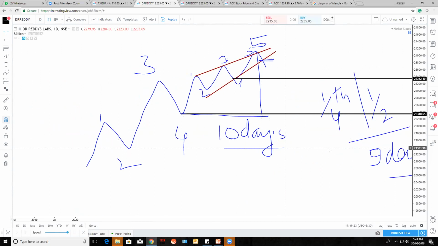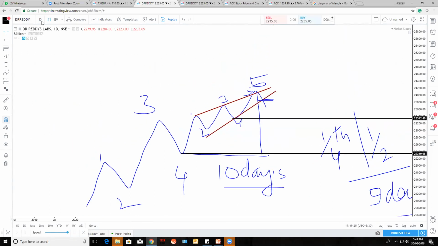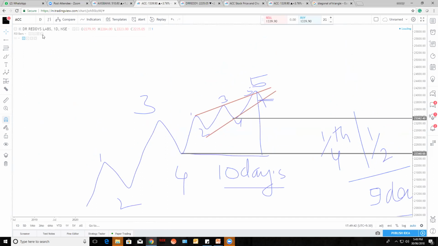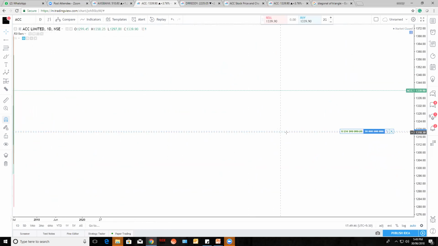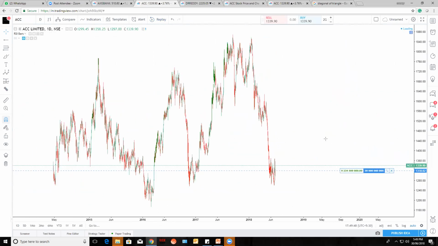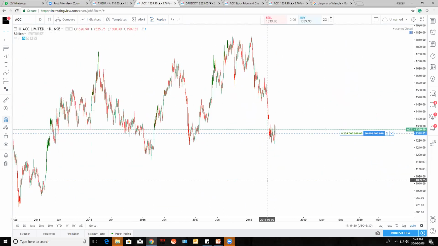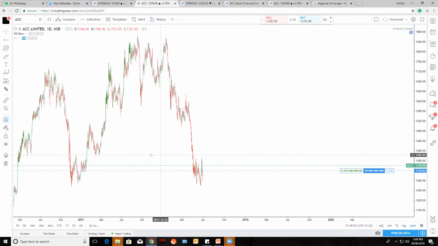Okay, do you want to see an example, to see whether it works definitely or not? Yeah, yes, sir. See the example in ACC, we had an ending diagonal maybe 5 to 6 months back, it seems. I will show you exactly where it is and how it worked.